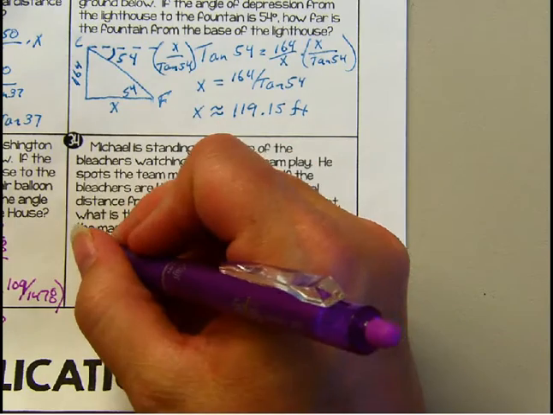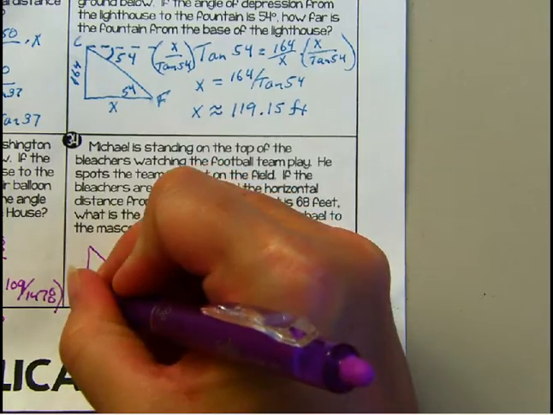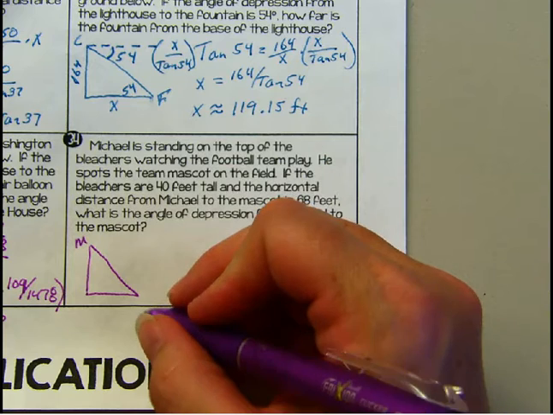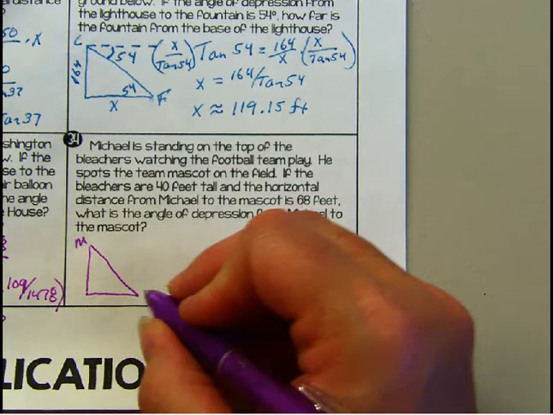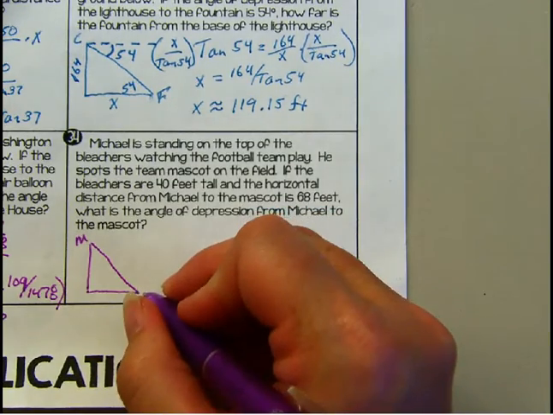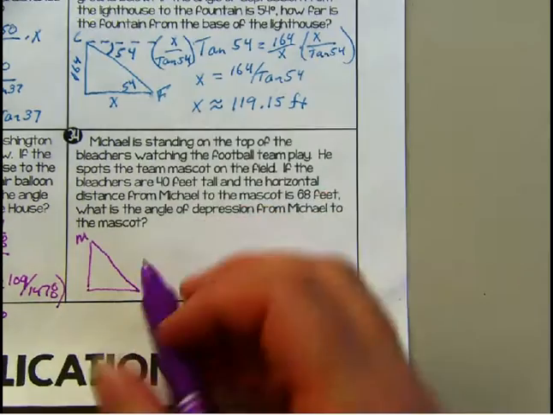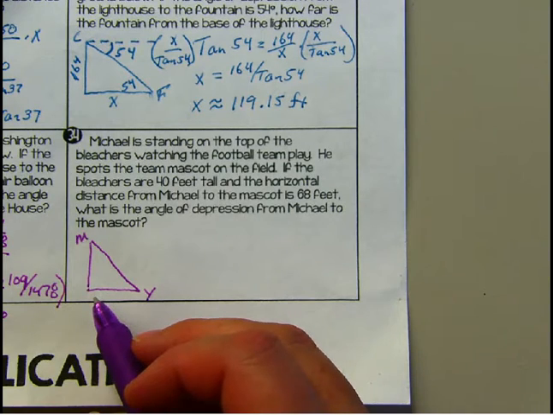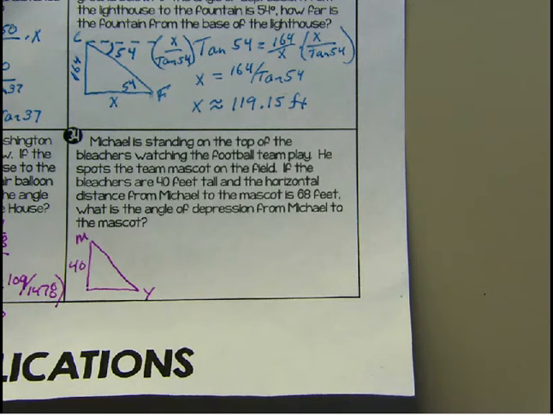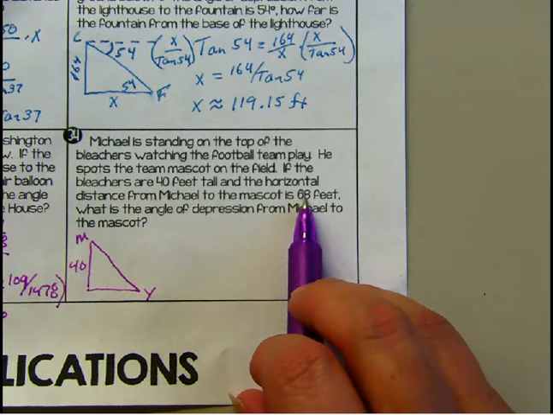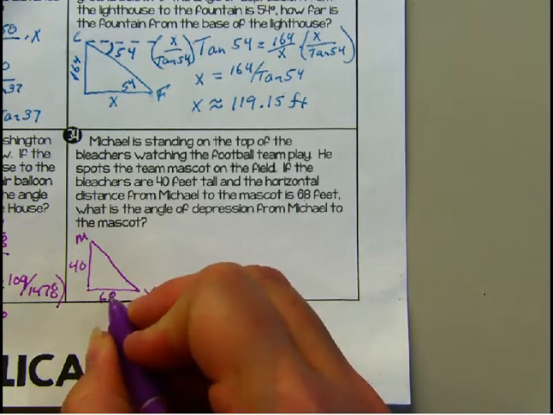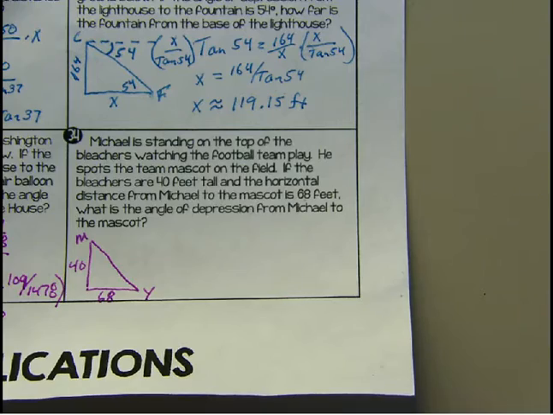So again, starting out with our picture. We've got Michael up here on the top, and we've got our mascot down here at the bottom. Let's call that Y. We know that the bleachers are 40 feet tall, so that goes on the left. The horizontal distance is 68 feet from the mascot, so that goes on the bottom. And we want to know the angle of depression from Michael to the mascot.